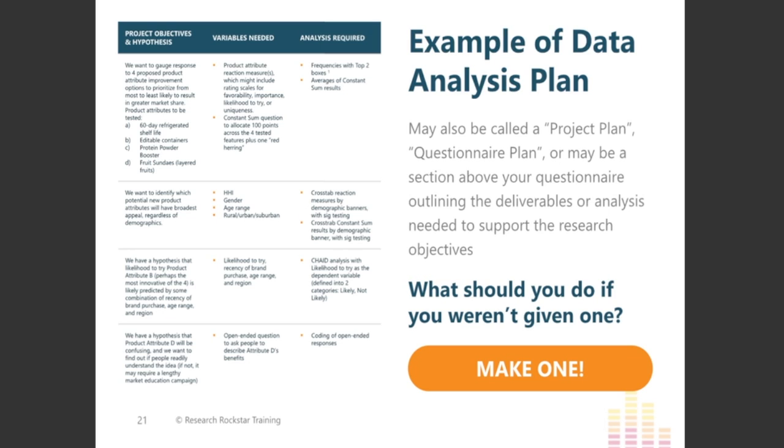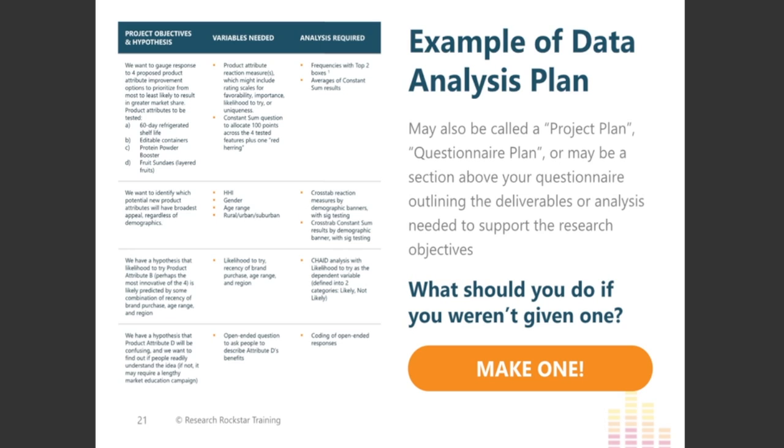If you were not given something like this or it doesn't exist, you should take some time, digest the research objectives, and put one together and have some folks review it and say, okay, this is what I think we're supposed to be doing in the analysis. This is what I think will meet the objectives. Do you agree, disagree? Am I missing something? And then you have that to start from.